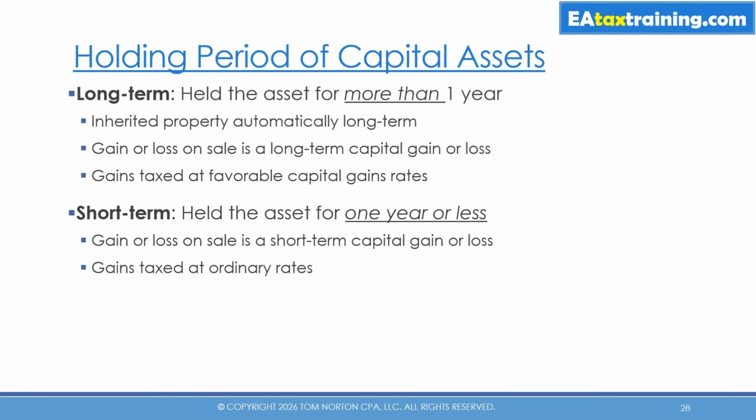You will want to remember this, more than 1 year and 1 year or less, because this could be tested on the exam. They may say that the person bought a stock, for instance, on July 1st of 2024 and they sold it on July 1st of 2025, and you need to know whether that is a long-term or a short-term gain. In this case, that would be a short-term gain because they held it for 1 year exactly. So short-term is 1 year or less. Long-term is more than 1 year.